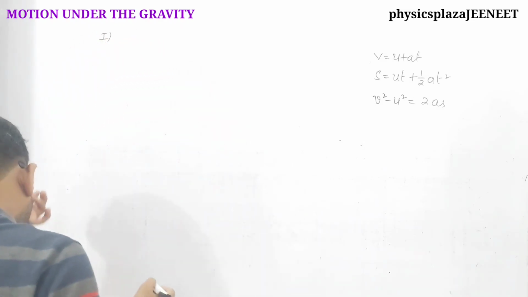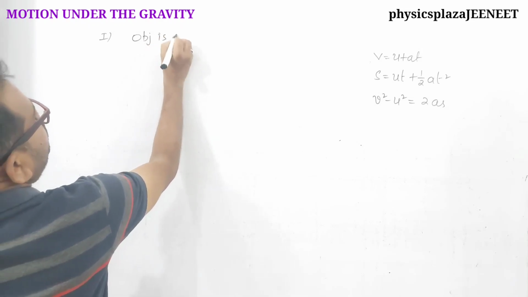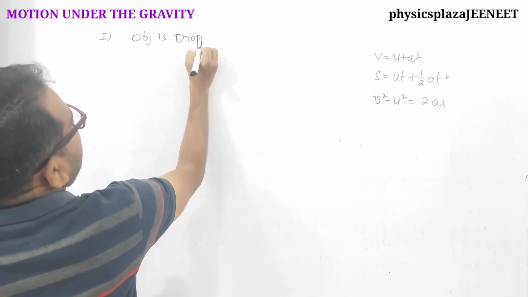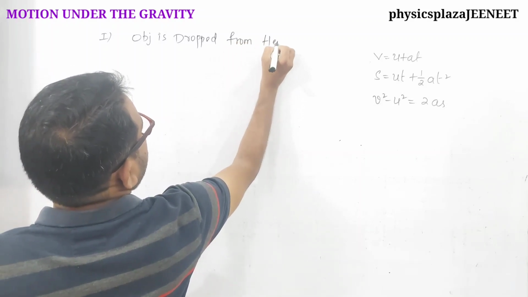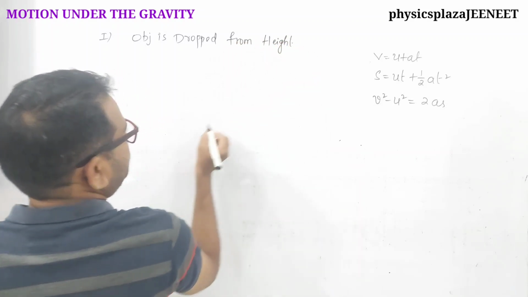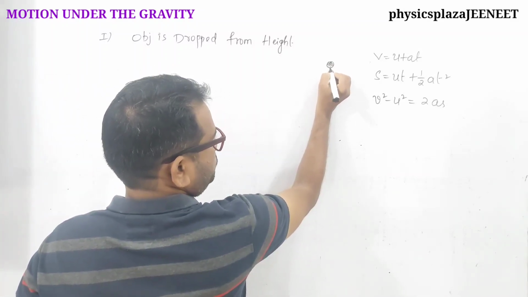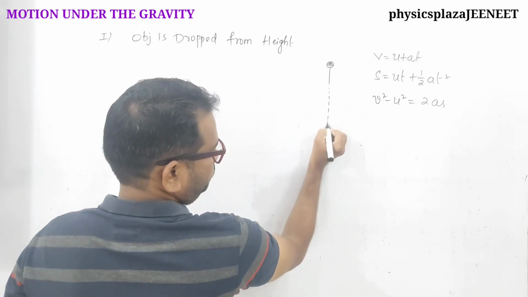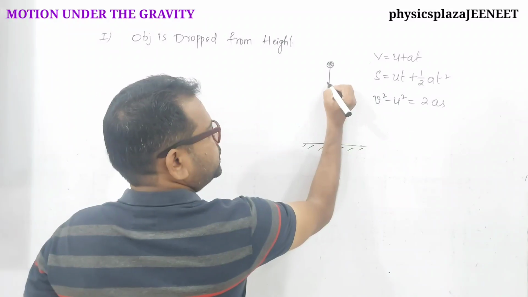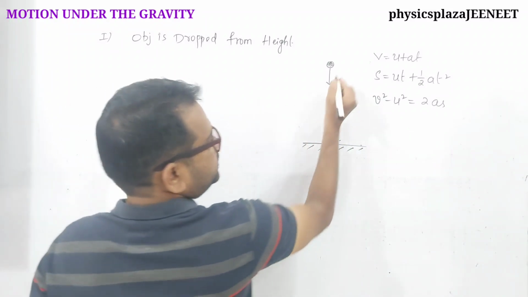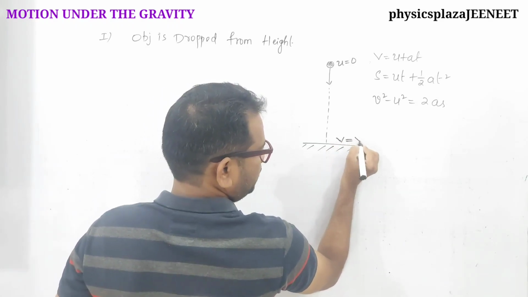Freely falling body means the object is dropped from a certain height. Let us say this is a point, where it is dropped, and it is coming like this. Let us say the ground, height to ground. So this is how it is falling. Its initial velocity is 0 children. Let its final velocity be v, just before hitting the ground.